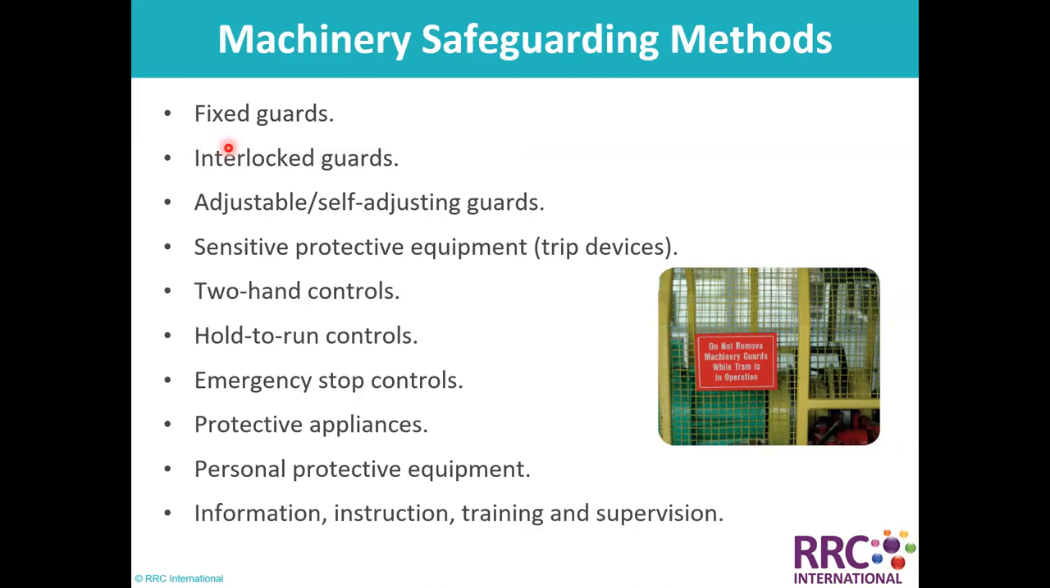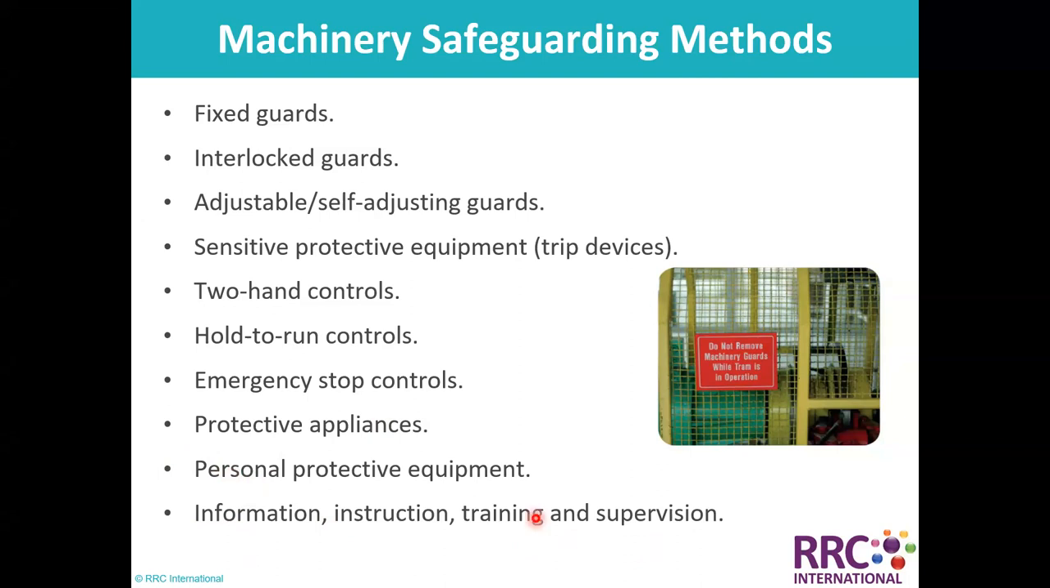What are those? We have fixed guards, interlock guards, adjustable or self-adjusting guards, sensitive protective equipment, for example, trip devices or sensors, two-hand controls, hold-to-run controls, emergency stop controls, protective appliances, personal protective equipment, and then information, instruction, training, and supervision. These are the different control methods we have. Remember, information, instruction, training, and supervision is mentioned below the personal protective equipment. This is administrative control, and it can be applied for all kinds of hazards. And by the way, it will always come up before personal protection.